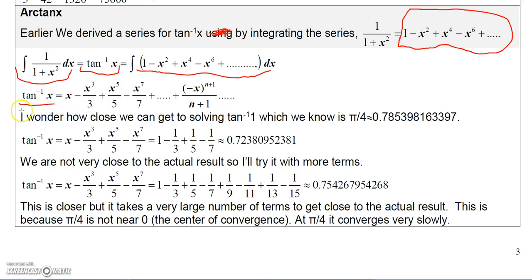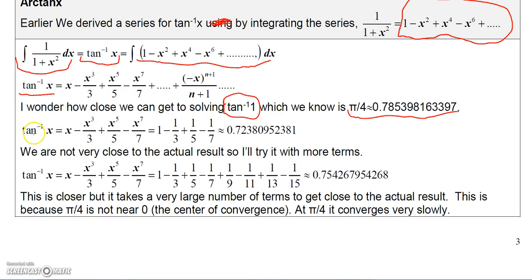So now I wonder how close we can get to solving arctan of 1. Okay, now we actually know the answer. We know that the solution to arctan of 1 is pi over 4, which is approximately 0.785398163397. I got that off of Wolfram Alpha.